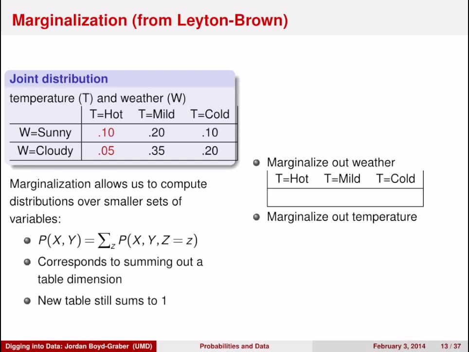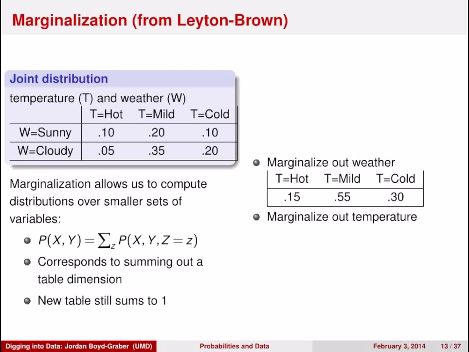So marginalization tells you to sum these 2 together to get the marginal probability of the temperature being hot. When you add those 2 together, you get 0.15. You can do a similar calculation for the temperature being mild or cold.